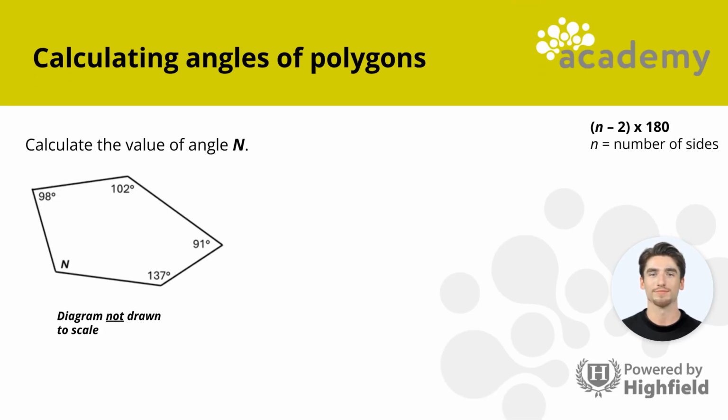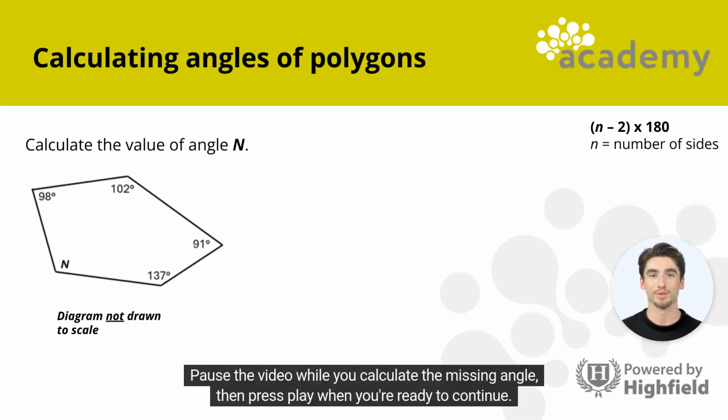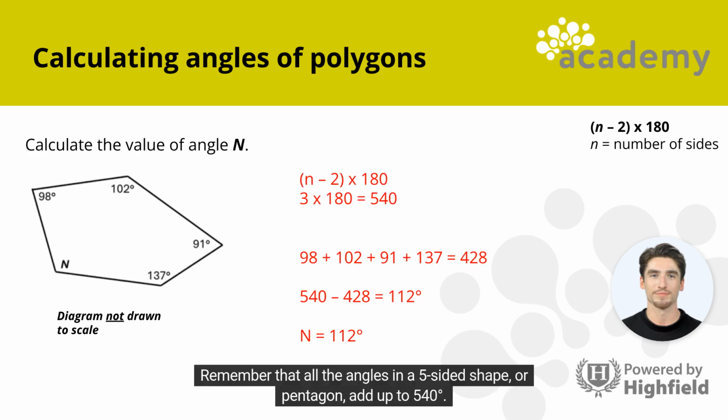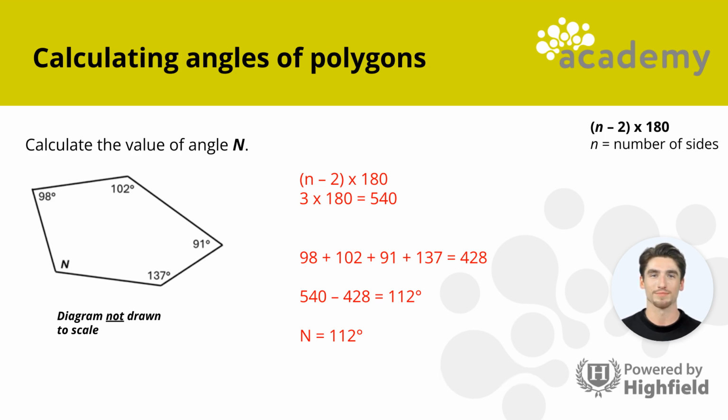Now it's your turn. Pause the video while you calculate the missing angle, then press play when you're ready to continue. Let's check your answer. Remember that all the angles in a 5-sided shape, or pentagon, add up to 540 degrees.